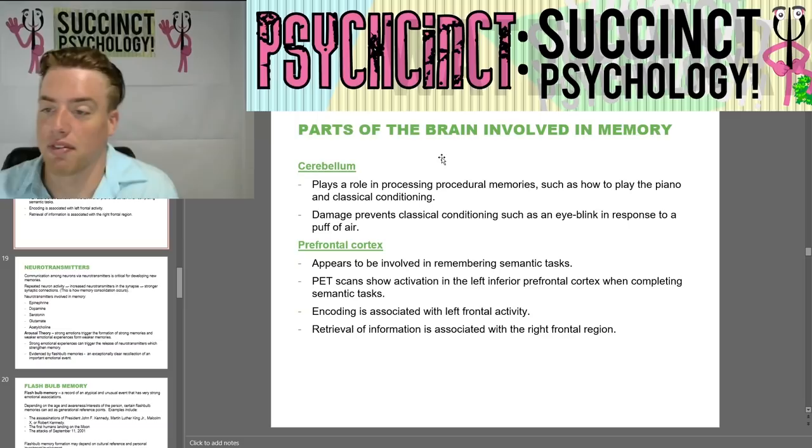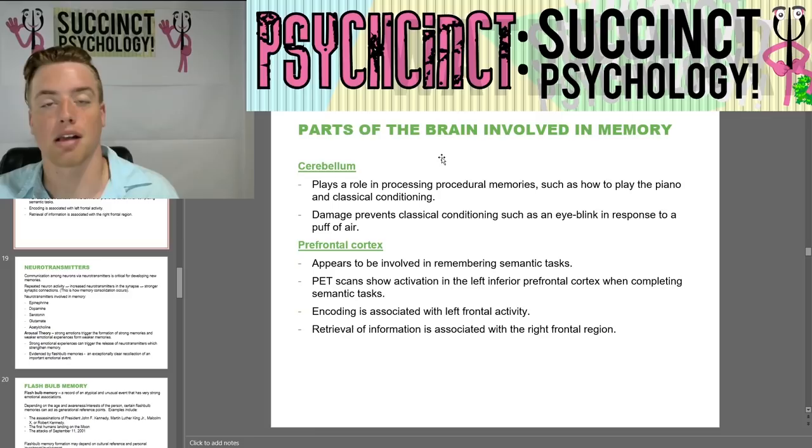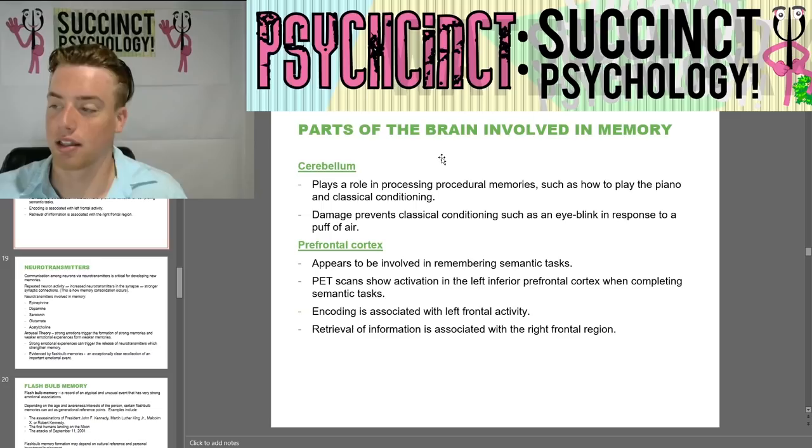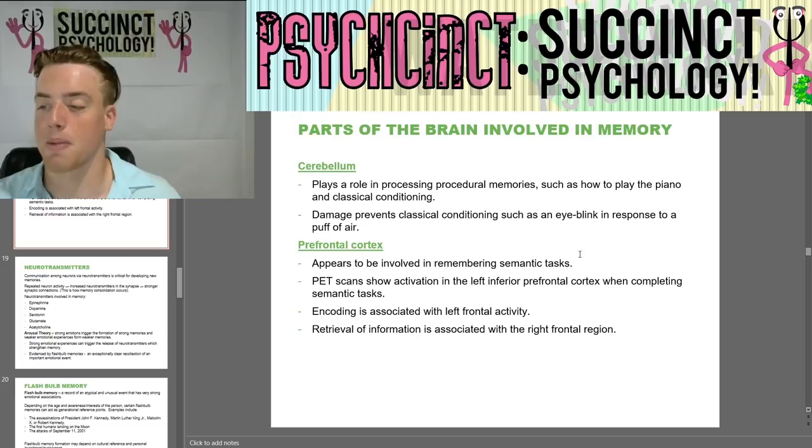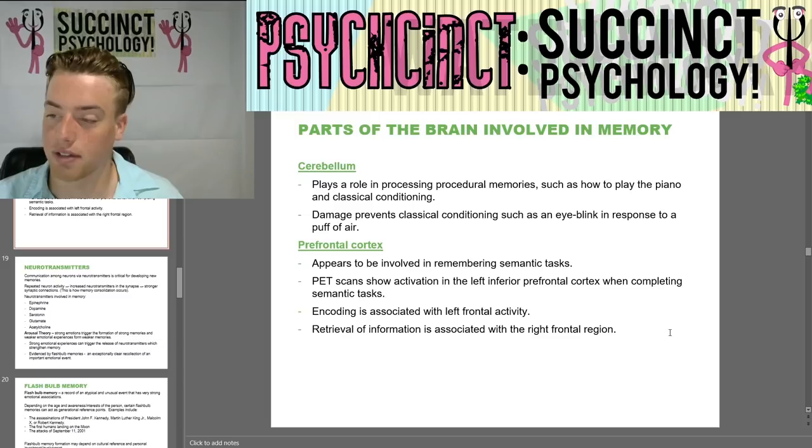Continuing on, we have the cerebellum, which plays a role in processing procedural memories, such as how to play the piano and classical conditioning. Now, damage prevents classical conditioning, such as an eye blink in response to a puff of air. Now, the prefrontal cortex appears to be involved in remembering semantic tasks. PET scans show activation in the left inferior prefrontal cortex when completing semantic tasks. Encoding is associated with left frontal activity, and retrieval of information is associated with the right frontal region.